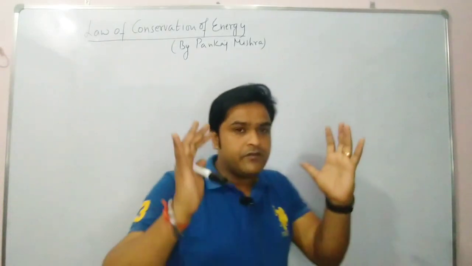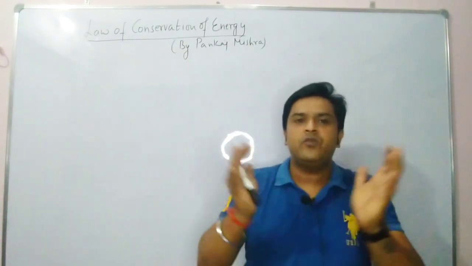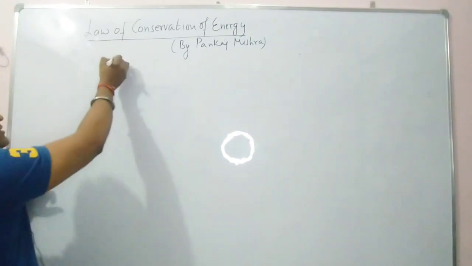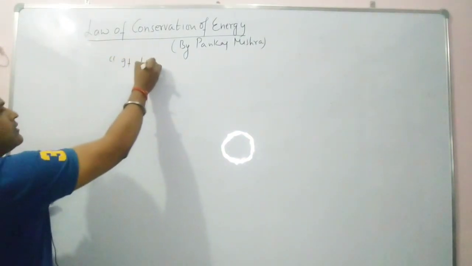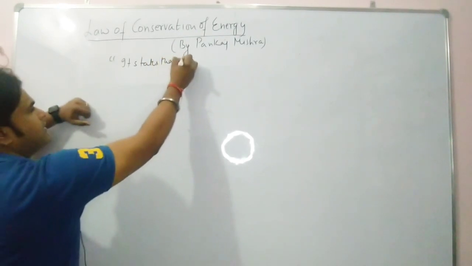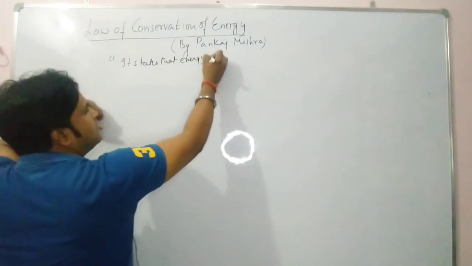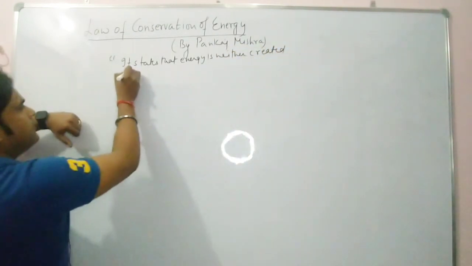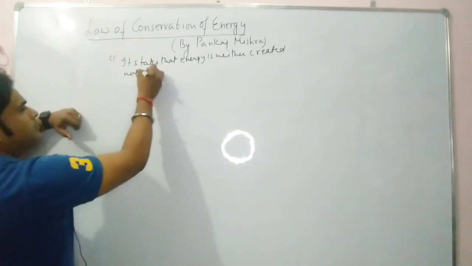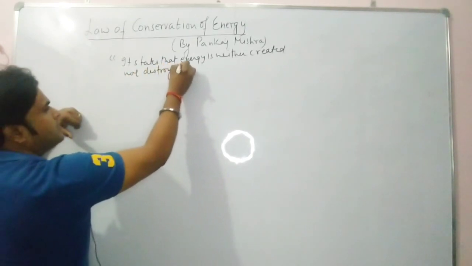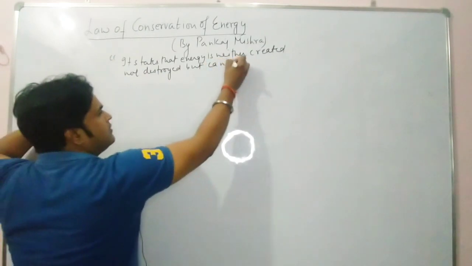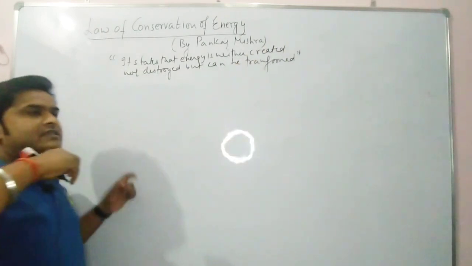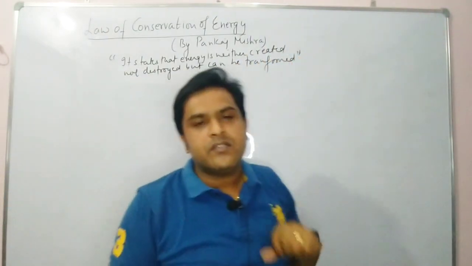As the name suggests, conservation. Conservation का मतलब क्या होता है? We have to conserve it, है ना? Like it is neither created nor destroyed. So statement is simple. It states that energy is neither created nor destroyed, but can be transformed from one form to another. ठीक है? Such that the total energy of the system remains conserved.